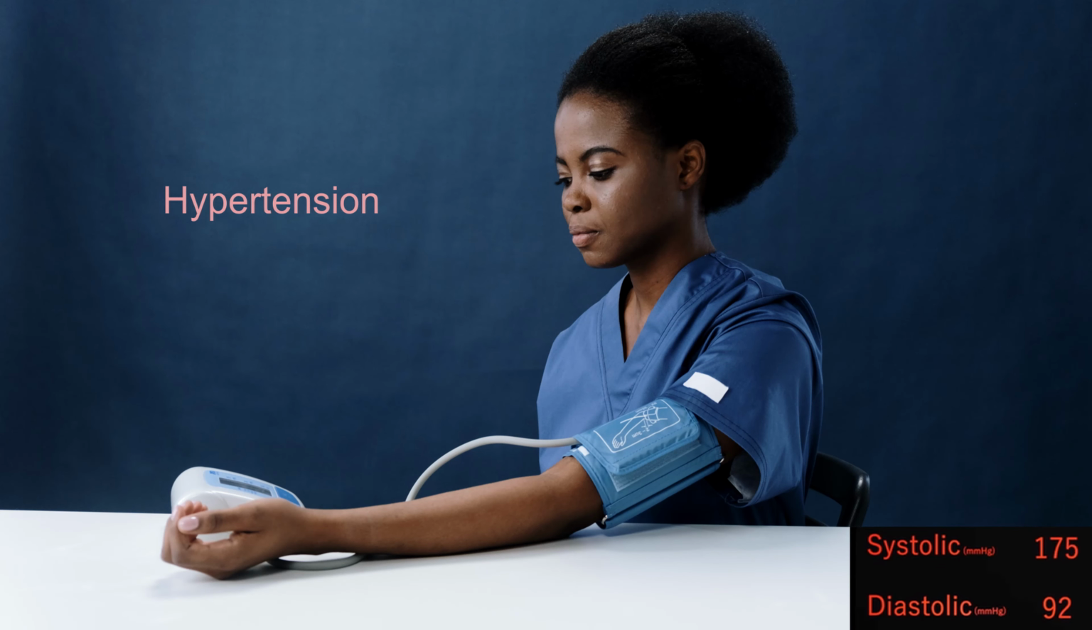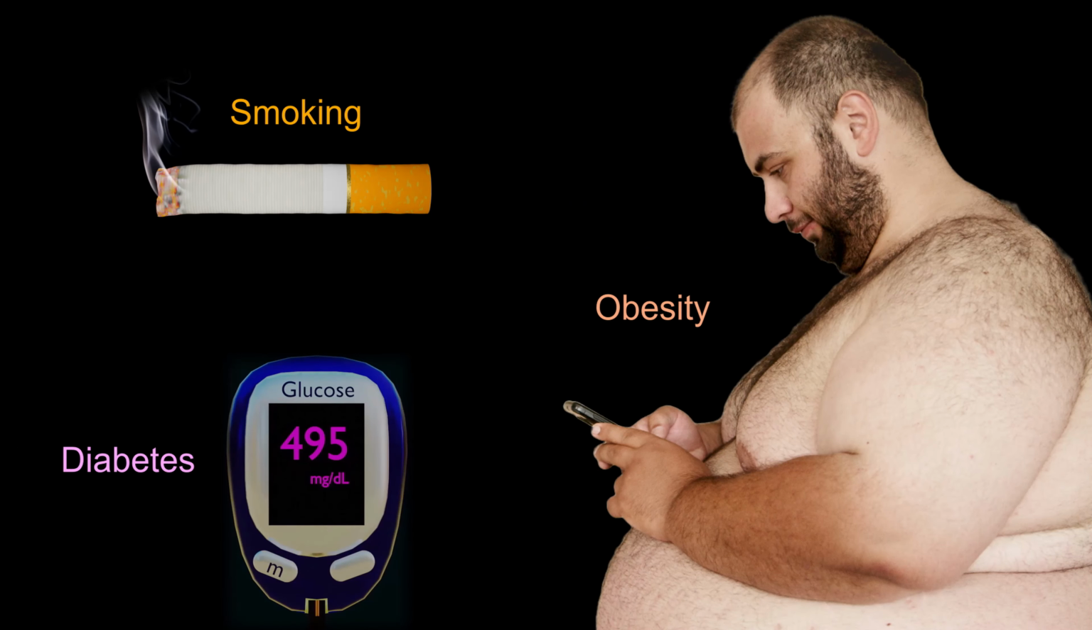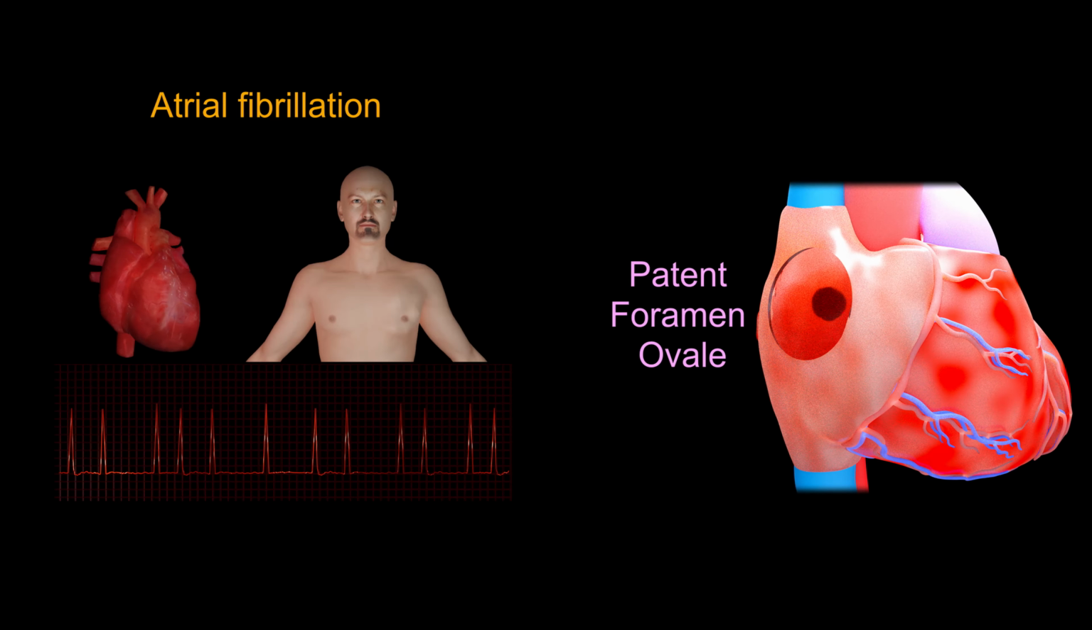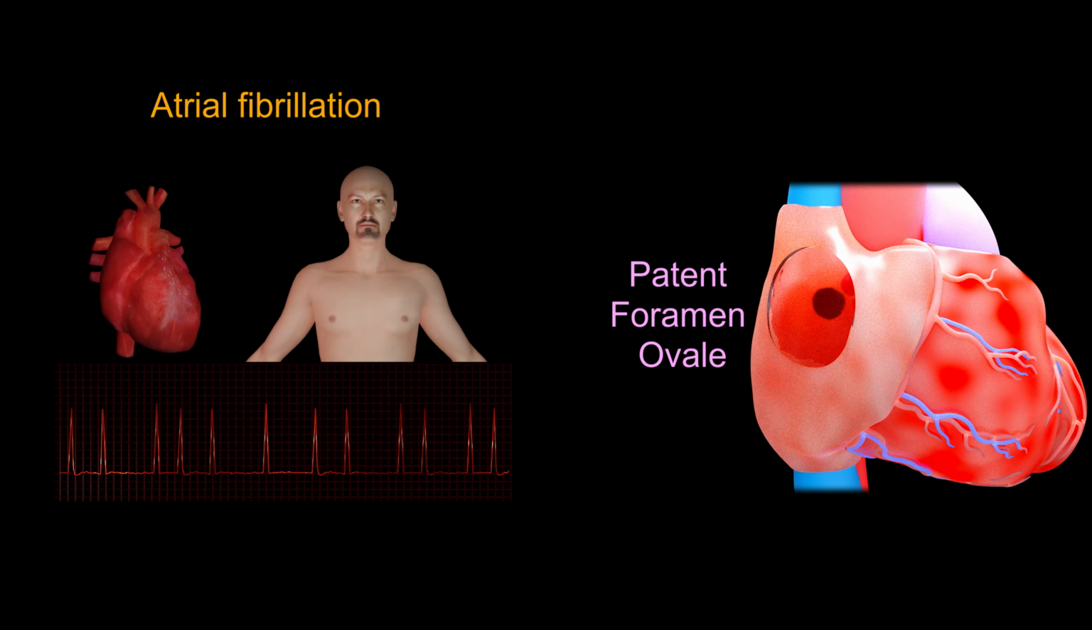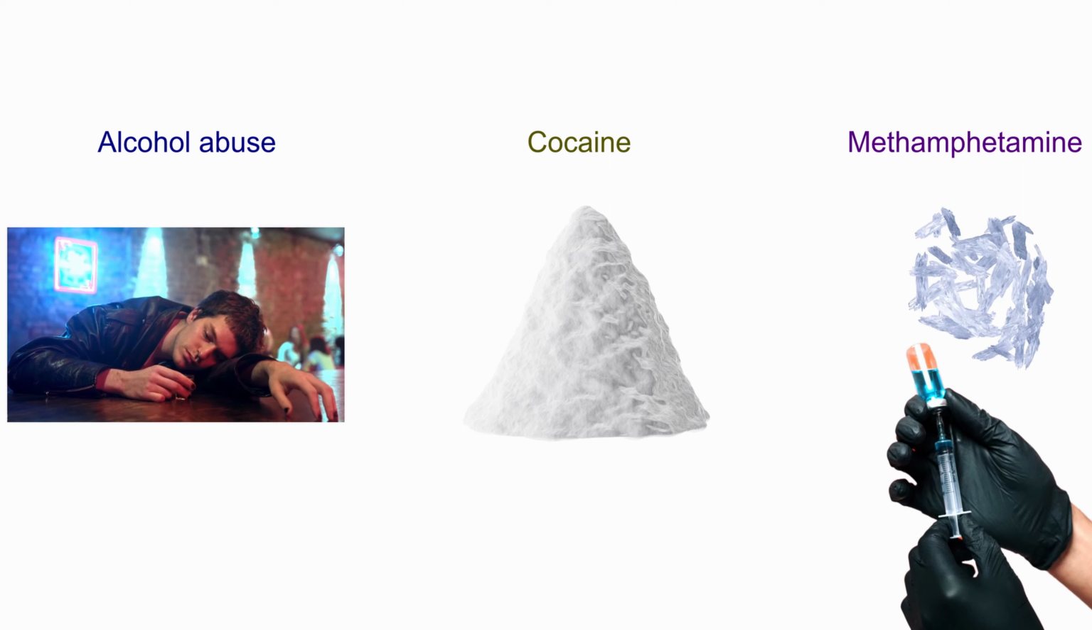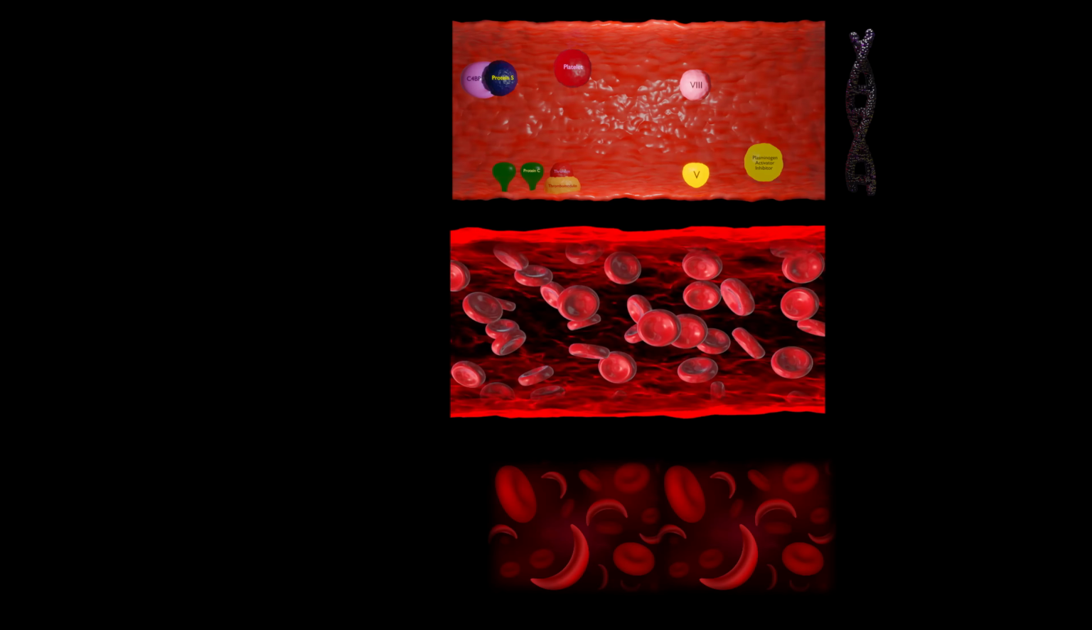Risk factors for stroke include high blood pressure, smoking, diabetes, obesity, high cholesterol, and a family history of strokes. Atrial fibrillation, structural heart disease such as patent foramen ovale, hormonal treatment, oral contraceptives, cocaine or methamphetamine, and heavy alcohol consumption can increase the likelihood of developing stroke.